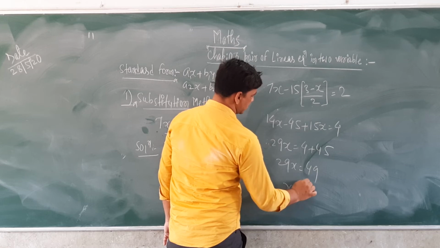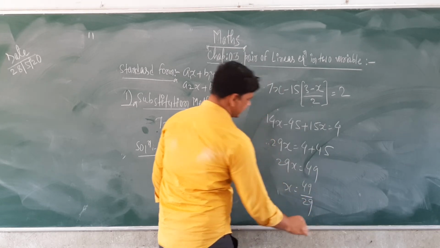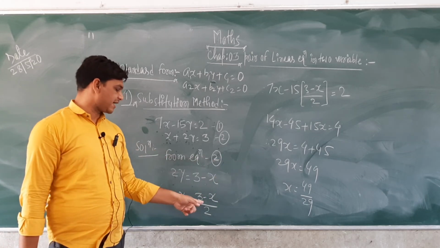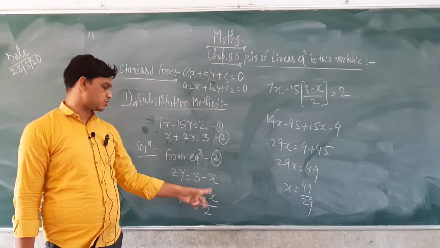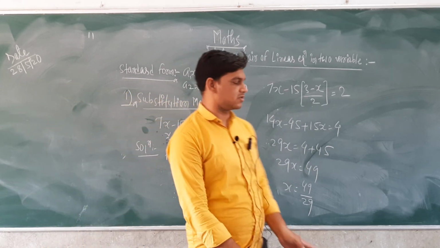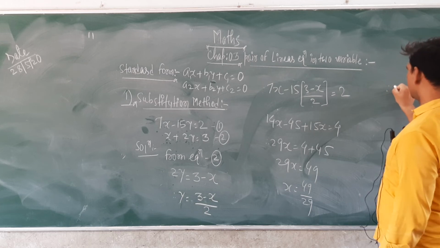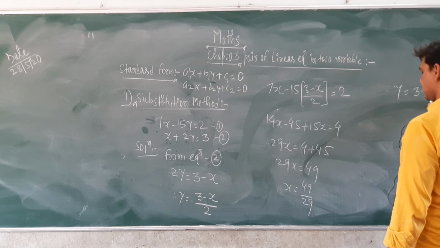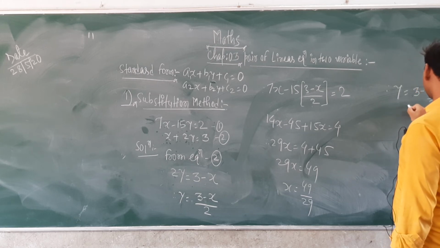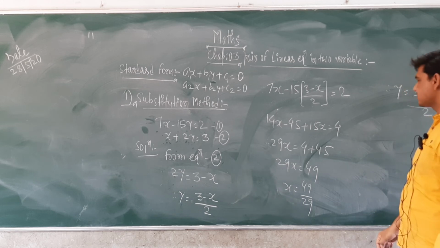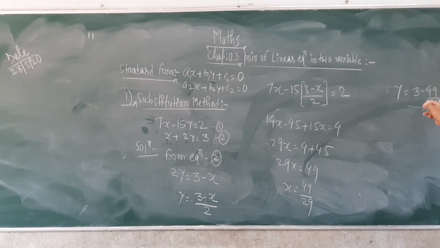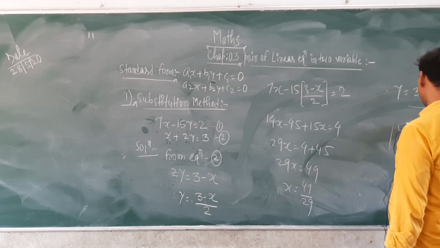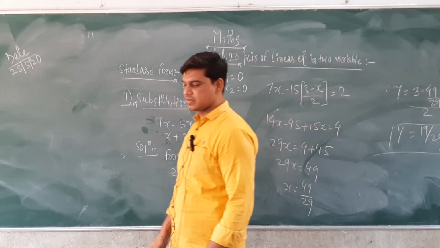Then x equals 49 upon 29. So whatever value you take, you get the same answer. Now where will this value of x apply? Apply it into the equation for y. So y equals 3 minus 49 upon 29, that divided by 2, right? Now taking the LCM here, you get the value of y equal to 19 upon 29. Same value, same answer.